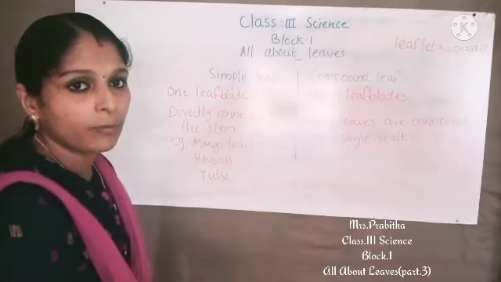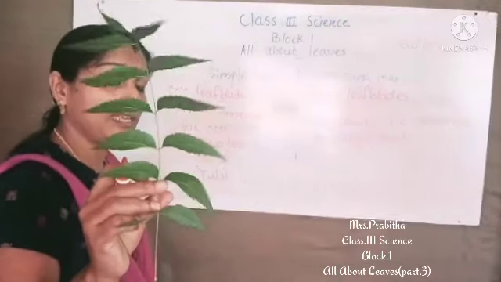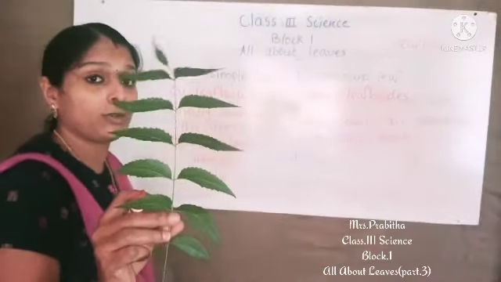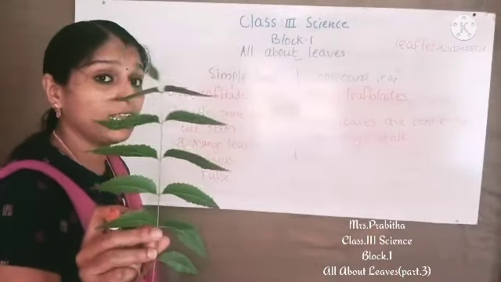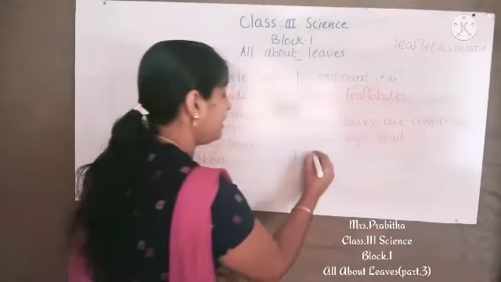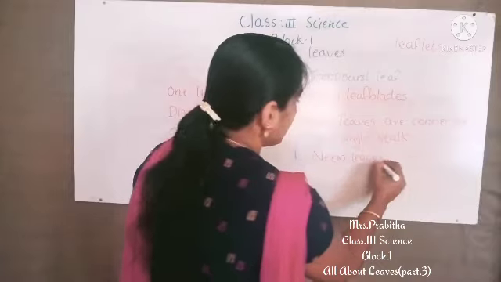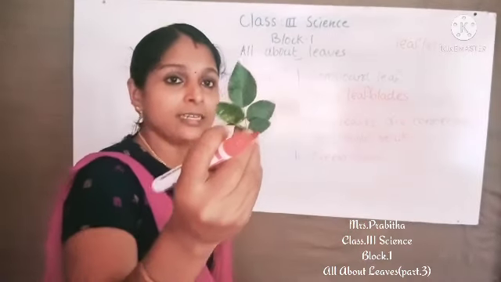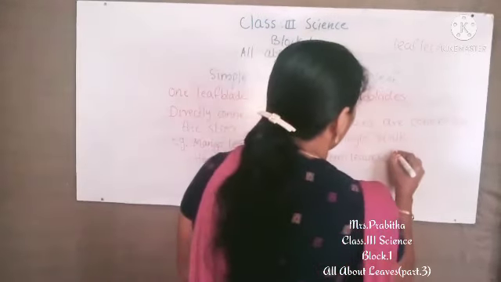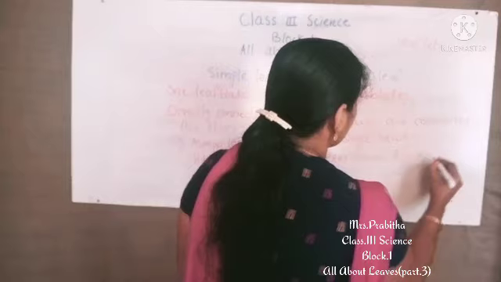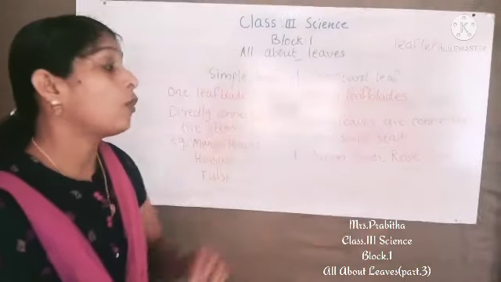Then examples for compound leaf. We told, yes, many leaves are connected in a single stalk, right? So many leaf blades will be there for compound leaf. Example for compound leaf, yes, neem leaves. Then next example we can find, yes, rose plant, leaves of rose plant. Then we can give another example, palm leaves. These all are the examples for compound leaf.